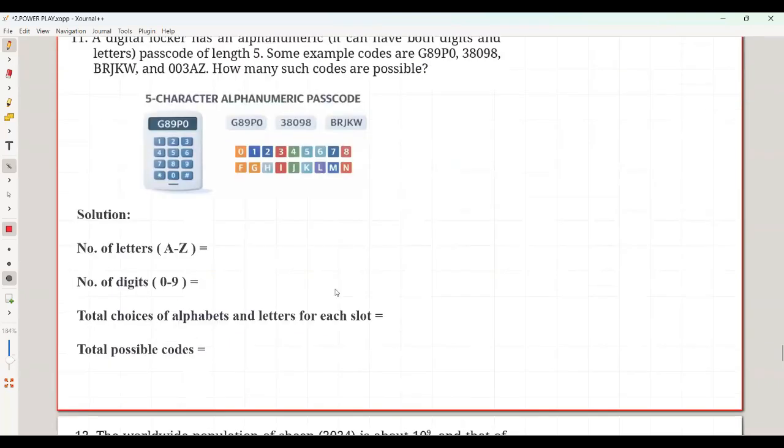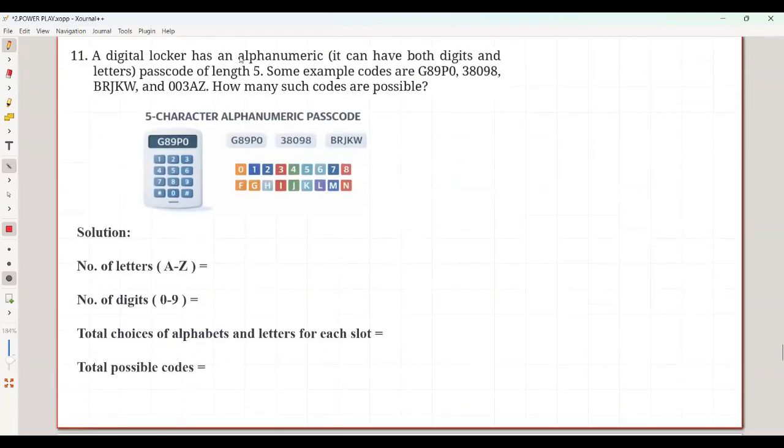So next, question number 11. A digital locker has an alphanumeric passcode of length 5. Alphanumeric means it can have both digits and letters. Some example codes are given. The code should contain 5 characters. How many such codes are possible? You can use letters as well as numbers to make a 5-character code. We have to find out how many such codes are possible.